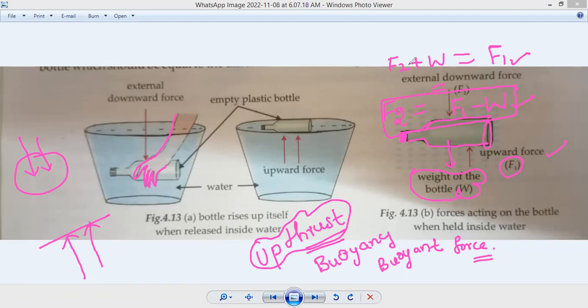And now I will say the definition of buoyancy. This one also please remember. F2 means external downward force. W means weight of the bottle. F1 means upward force. So why am I considering F2 and W together? Anybody can answer? Why is F2 plus W equal to F1? Because F2 and W both are acting in what direction? Downward direction, sir.